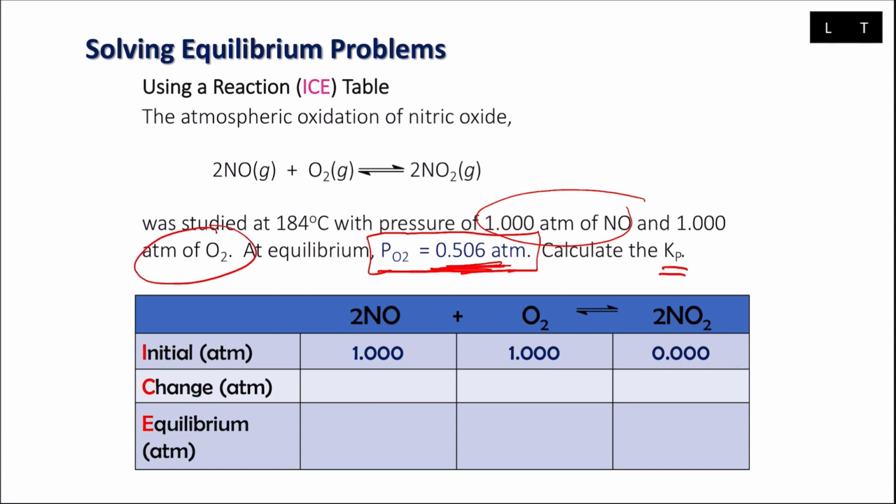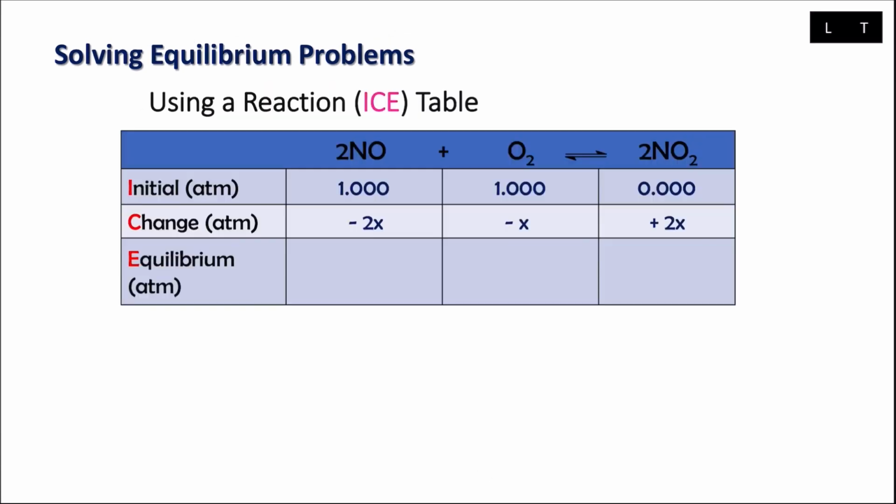And then PO2 0.506 ni kita nak letak kat mana? Kita akan letak dekat sini nanti. So, sebelum tu, mari kita continue completekan I stable. So, we have negative 2x untuk NO, negatif X untuk O2 dan positif 2X untuk NO2.